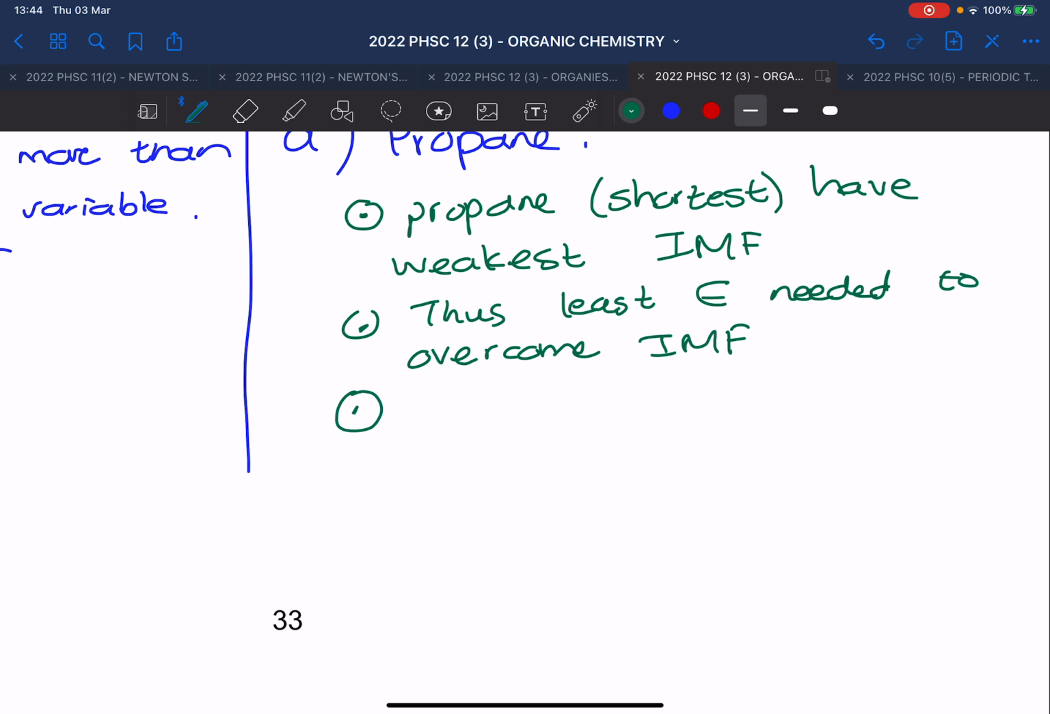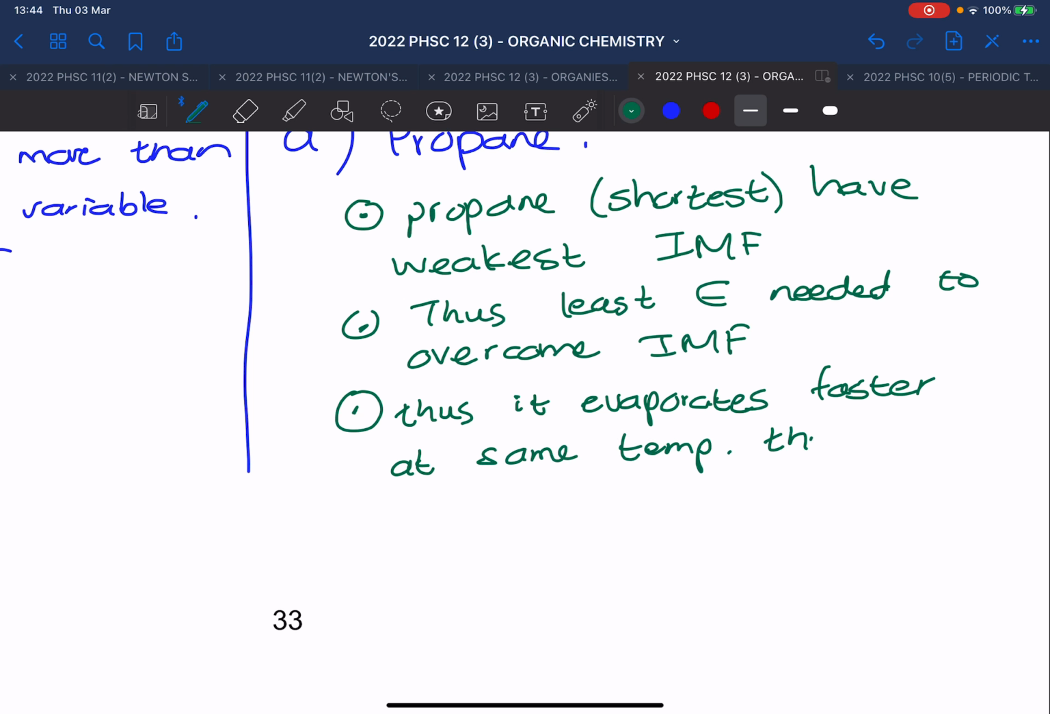And with vapor pressure, the last bullet point always changes. Thus, it evaporates faster at the same temperature. Thus, vapor pressure is highest. What did I leave out? Molecules. Between molecules.